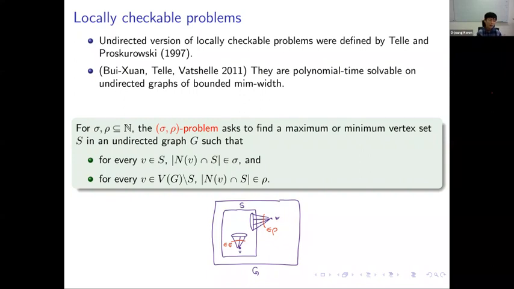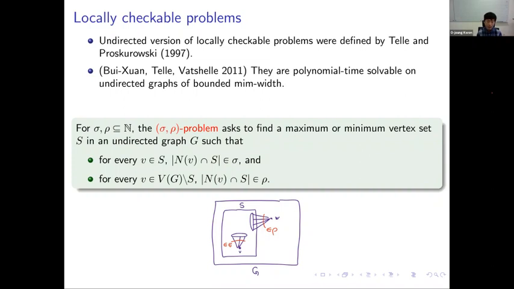One is finding a minimum or maximum vertex set, or finding some vertex partition. So finding a vertex set problem is described as a sigma-rho problem, where sigma and rho are subsets of natural integers, including zero. And you want to find the maximum or minimum vertex set S such that for every vertex inside S, the number of neighbors in S has to be in sigma, and for every vertex outside S, the number of neighbors in S is contained in rho. So for instance, if you want independent set, rho can be arbitrary, but sigma has to be zero, right? If you want to describe dominating set, you don't restrict sigma, but for rho, every vertex outside wants to have at least one neighbor. So rho just excludes the zero.